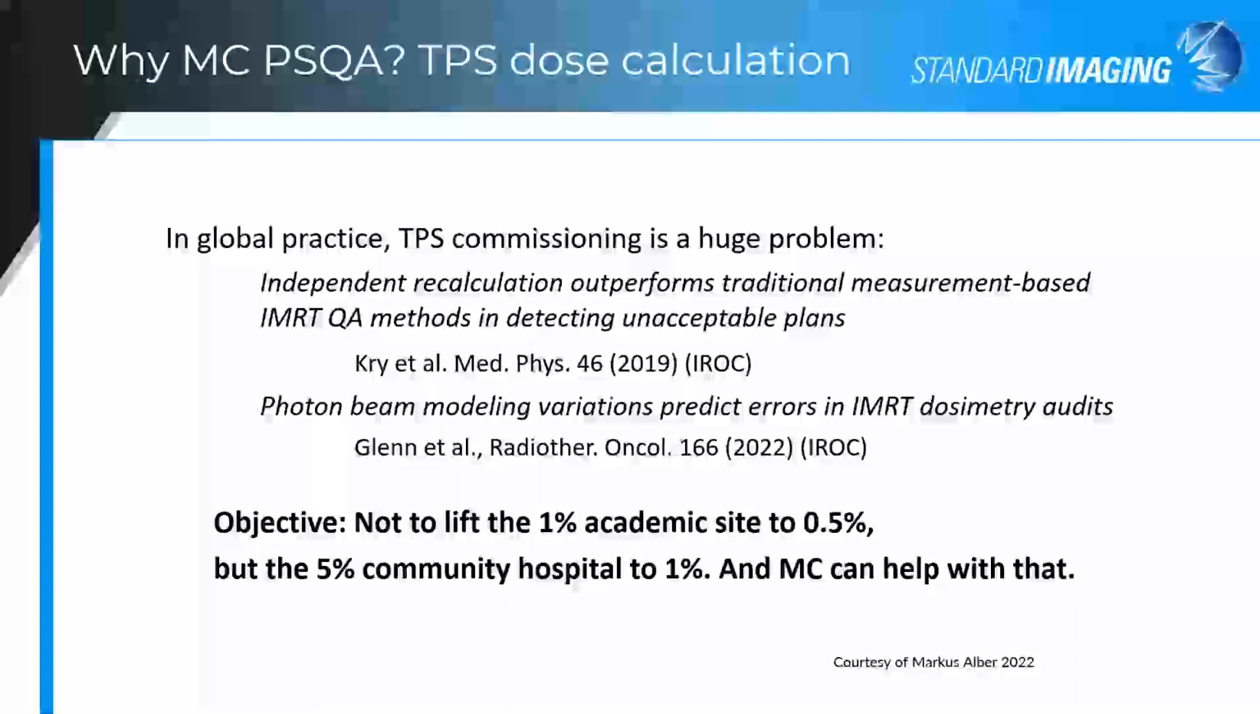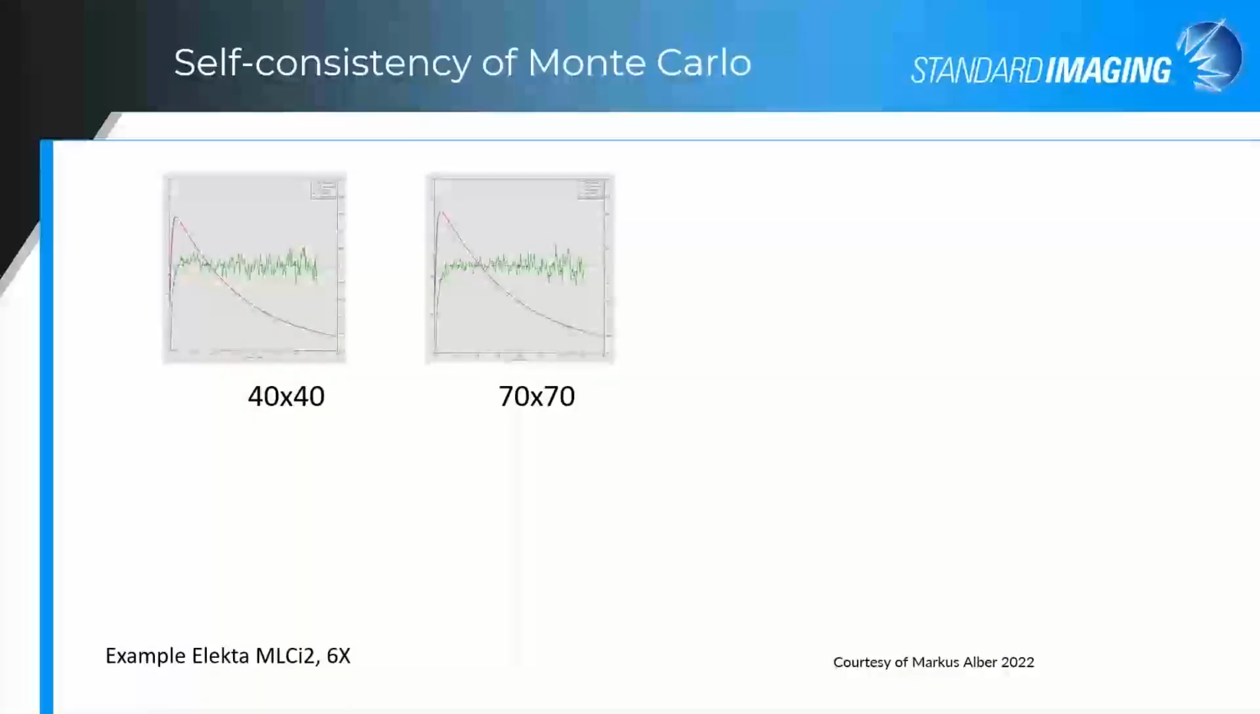So the objective with the Monte Carlo second check is to, throughout the community, try to decrease these 5% variations that are seen based on the IROC phantom studies, differences even greater than 5%. And so you might ask, if you're using this same water tank data to generate your beam model, how is Monte Carlo going to help?